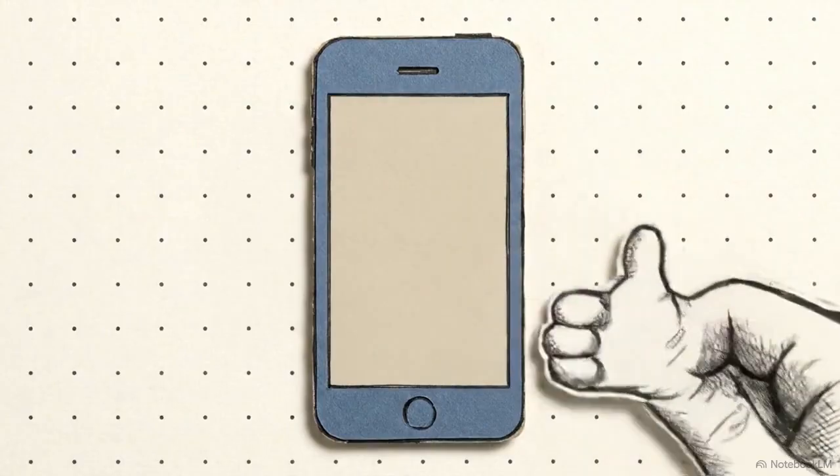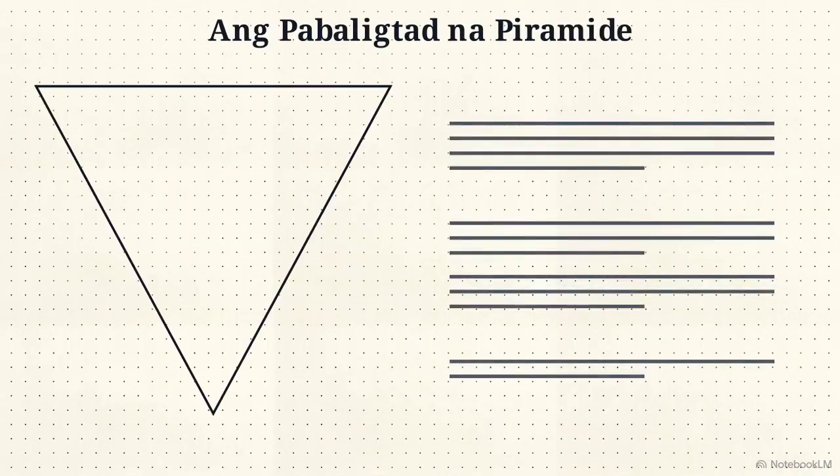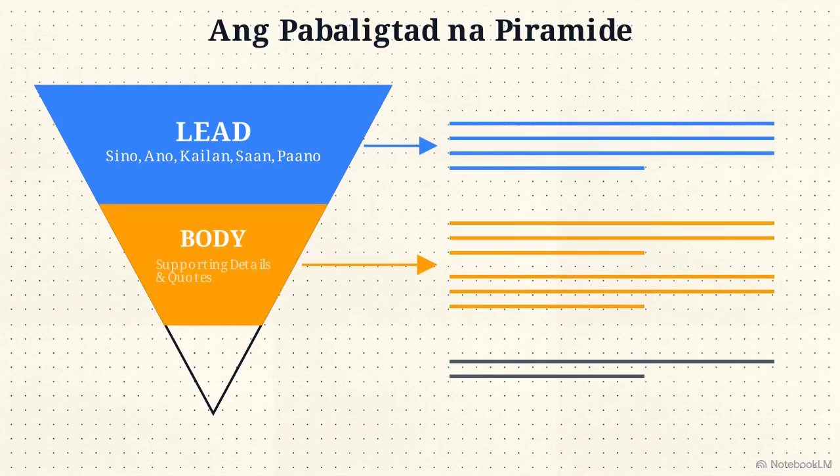This brings us to a foundational journalism rule, visualized here, ang pabaliktad na piramide, the inverted pyramid. The massive top tier is the lead. The climax and vital facts, those 5 W's and H we identified, are pushed to the first paragraph. The middle tier forms the body. This space is used for supporting details, context, and direct quotes from verified sources that back up the lead.